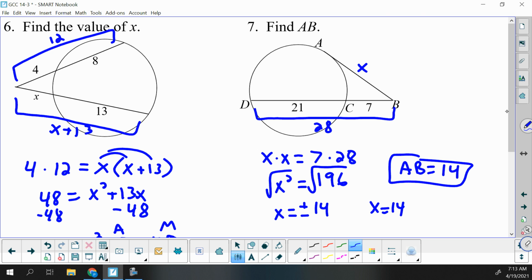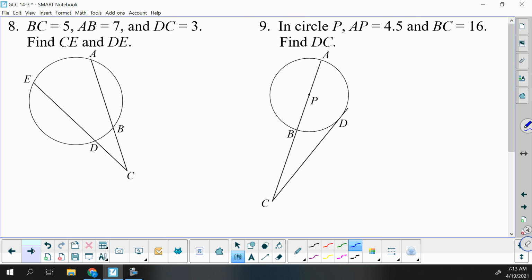Moving over to page 17, our last page for this video. We'll label the things they tell us. We've got BC is 5, we've got AB is 7, we've got DC is 3. We want to make sure we have our outsides and wholes labeled so we can set up our equation. So this whole would have to be 12. This whole we'll call x.